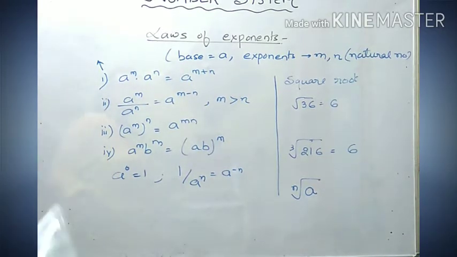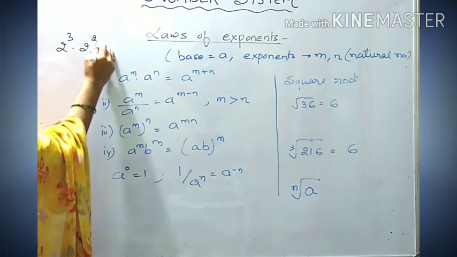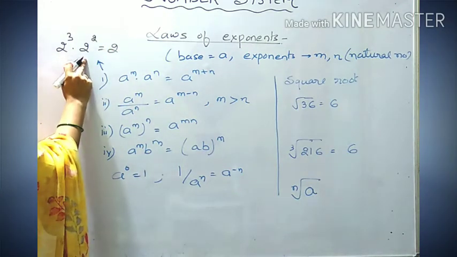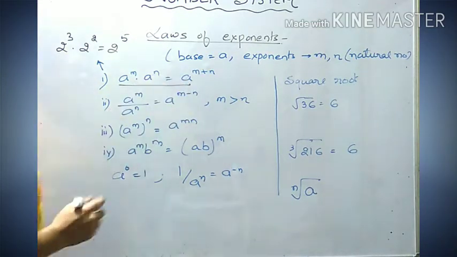What we have done means 2 to the power 3 into 2 to the power 2 is equal to 2 to the power 3 plus 2, that is 5. So this is our first law.